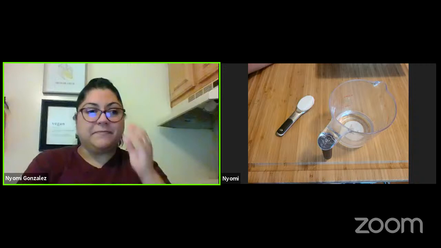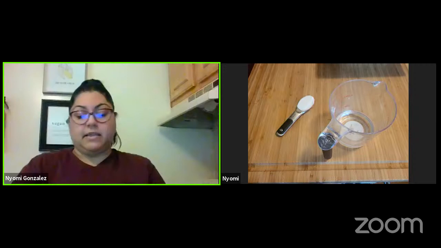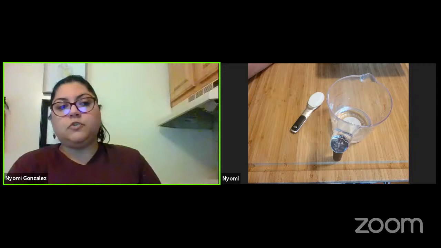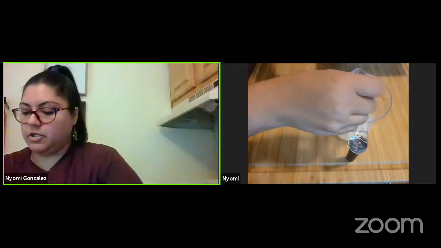But the first thing you're going to need is half a cup of water and 1 tablespoon of baking soda. So we have our water here and our 1 tablespoon of baking soda. Make sure you have baking soda and not baking powder. And what you want to do is mix well. So we're going to empty this in here. And I'm actually going to use this to mix.